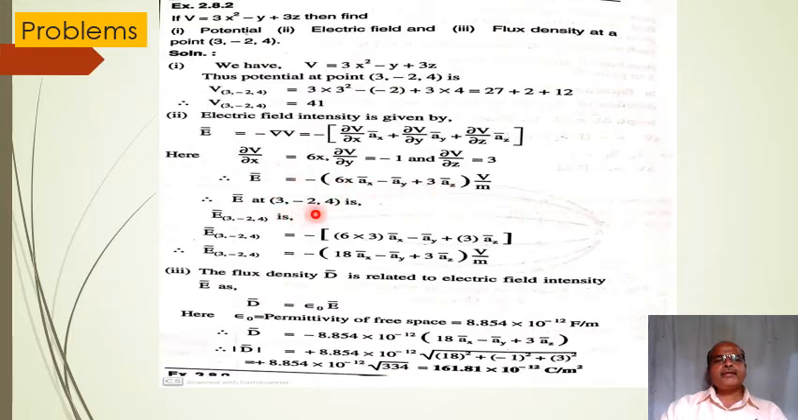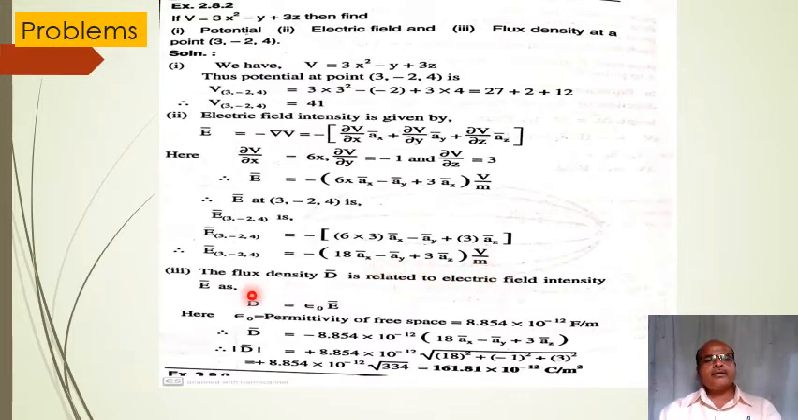Find E at 3, minus 2, 4. Put the values of x, y, and z, so we have to fill in the values. So 6 into 3 ax cap minus ay, here there is no coefficient of y, then next is 3 az. So 6 into 3, you will get minus 18 ax bar minus ay bar plus 3 az cap volts per meter.